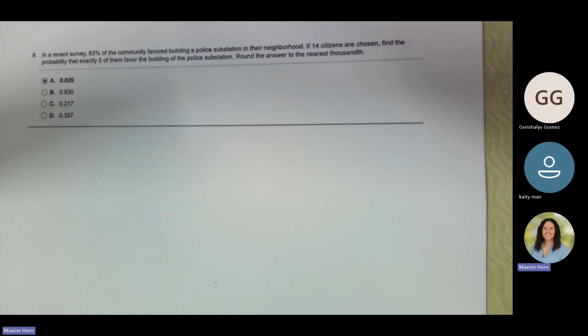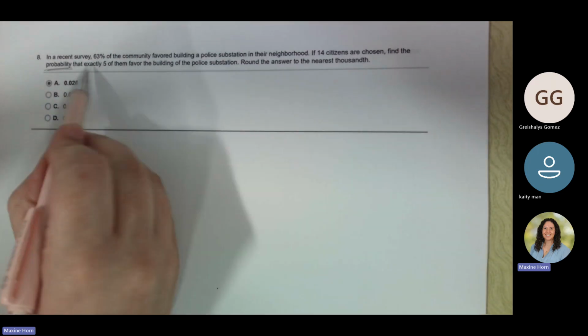Number 8. In a recent survey, 63% of the community favored building a police substation in their neighborhood. If 14 citizens are chosen, find the probability. What are they asking us for? They're asking us for the probability that exactly 5 of them favor the building of the police substation, and then round the answer to the nearest thousandths.